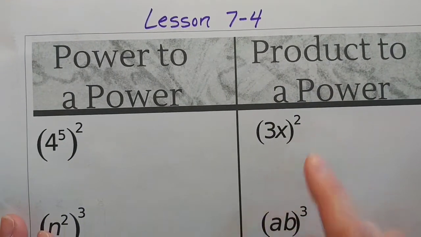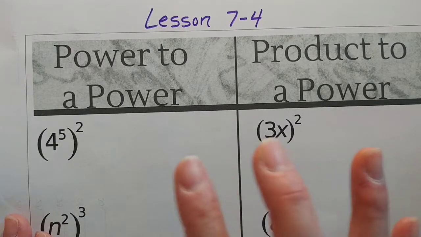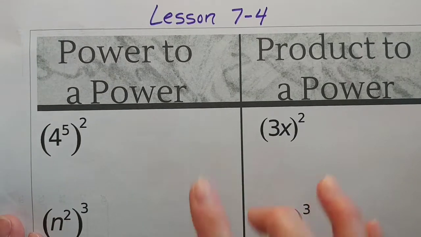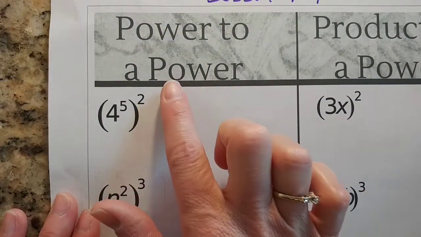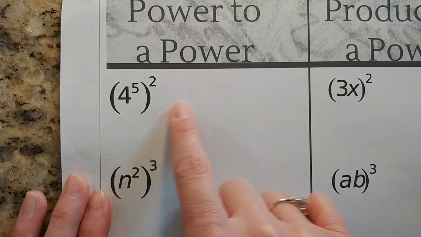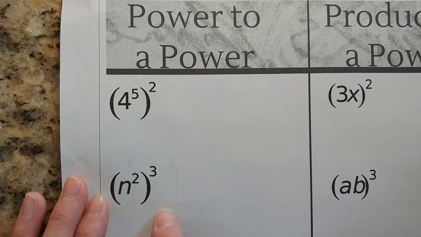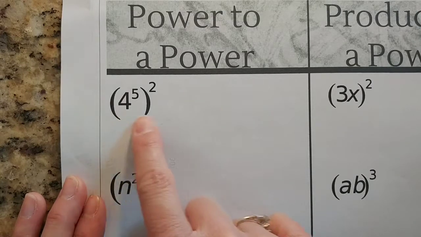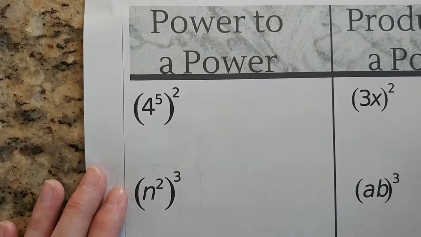Now remember, the goal of the exponent rules is to be able to take an expression and simplify it using the exponent rules. So these two exponent rules have to do with multiplication. What we'll do is take a look at each one individually. I'm going to write this out and expand it, and then what I want you to do is see if you can come up with a rule that will be much quicker instead of having to write it out every single time. So let's first look at power to a power.